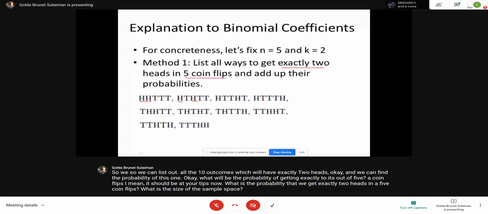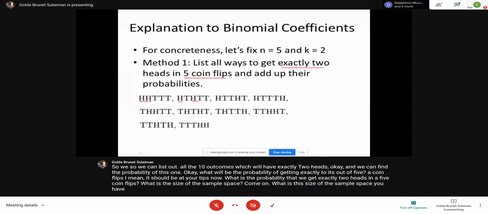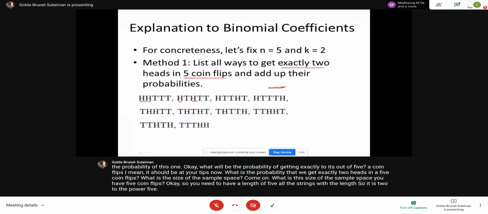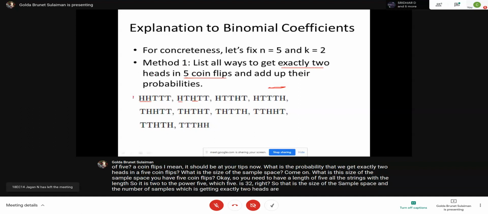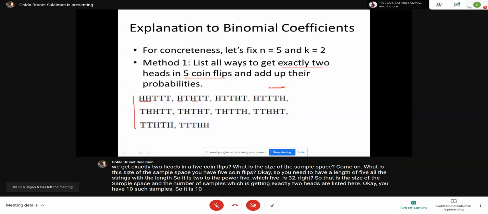What is the size of the sample space? You have five coin flips, so you need all the strings with length five. So it is 2 to the power 5, which is 32, right? That is the size of the sample space, and the number of samples with exactly two heads are listed here. You have 10 such samples, so 10 by 32 is the answer.